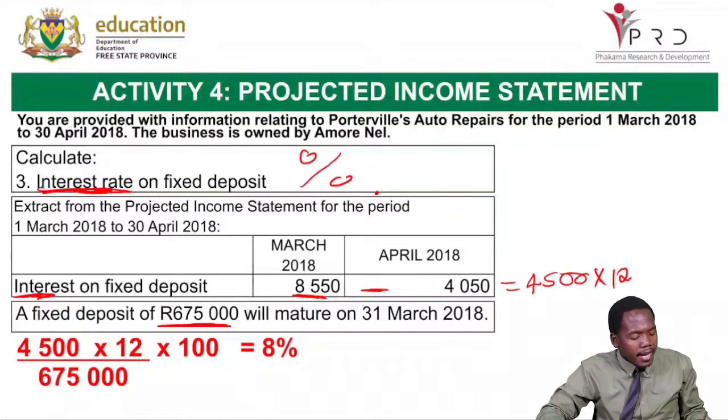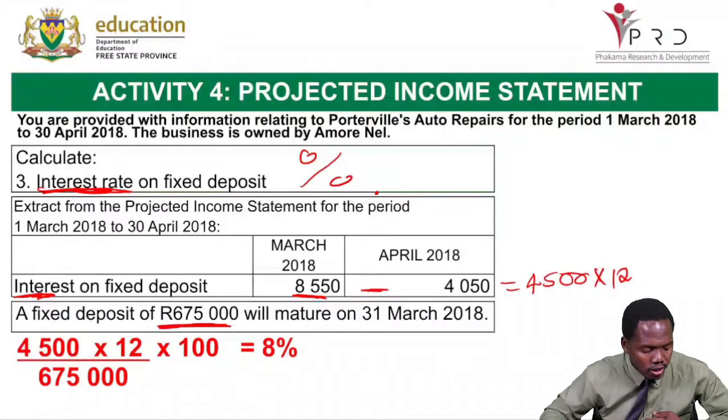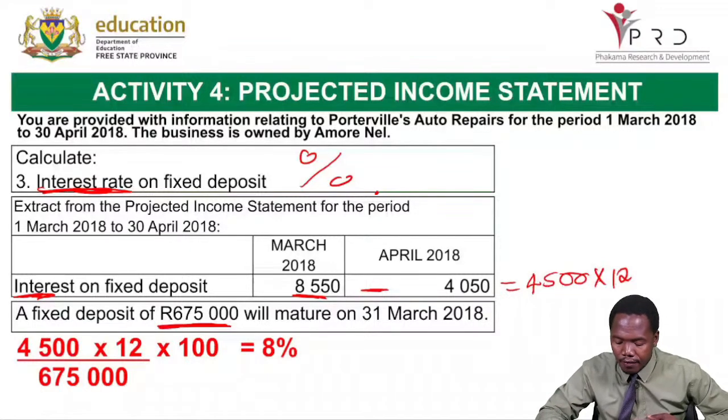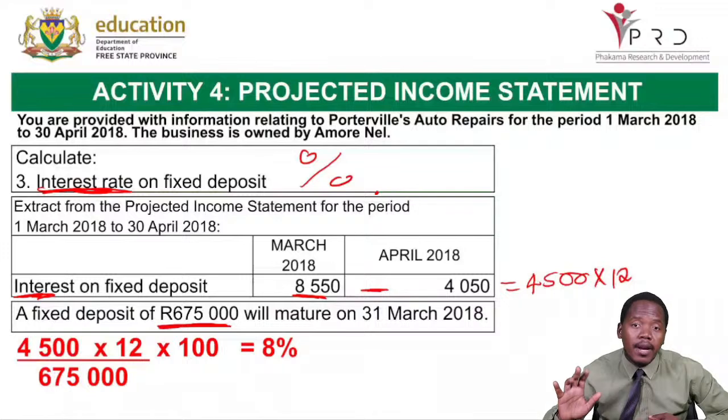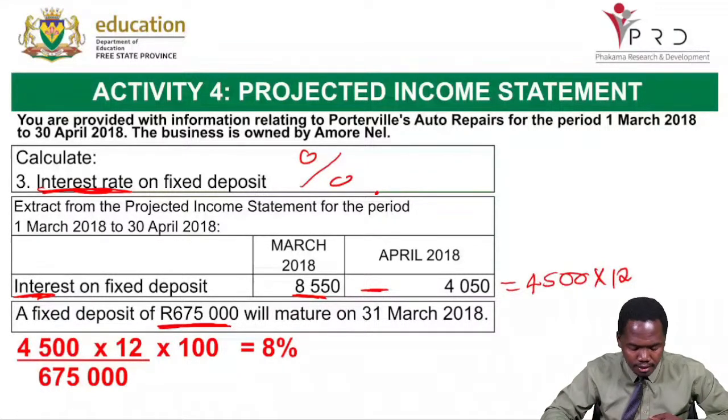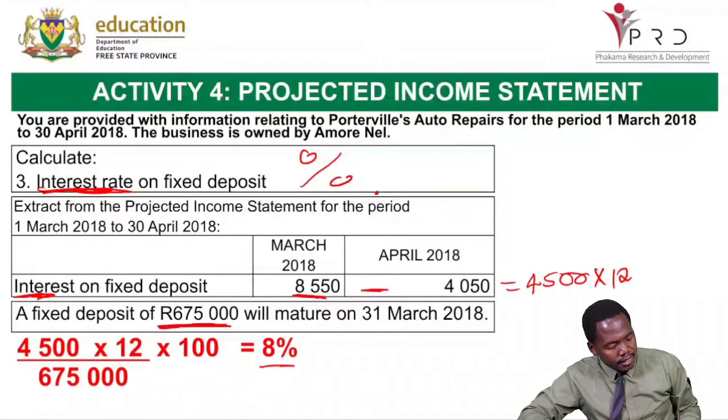And then we divide by what we have, which is 685. Okay? Because 4,500 is the interest for 685, the one that matured. The interest that went away is the difference in the amount that matured. So 4,500 multiplied by 12, divide by 675,000 times by 100 over 1. Then it gives us 8%.